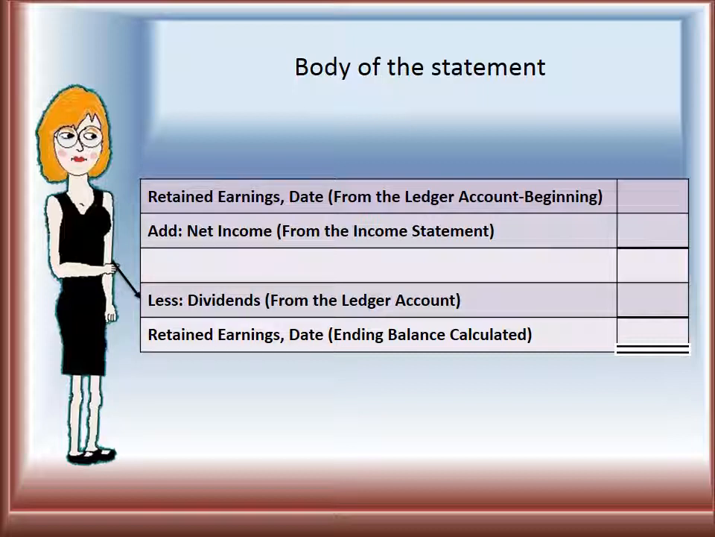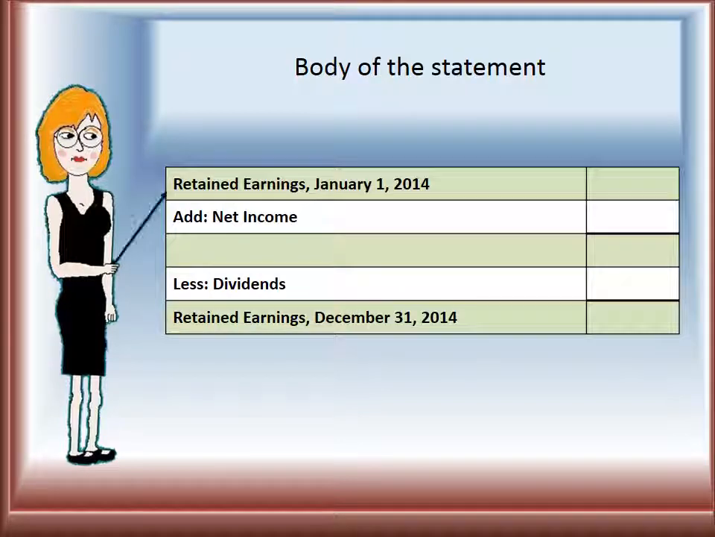Next is less dividends. Again, this balance comes from the ledger account after all the entries have been made for adjustments. And we will subtract that from the other balance to end up with our retained earnings at the end. So this is a calculated balance. Let's look at an example.